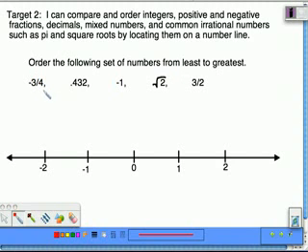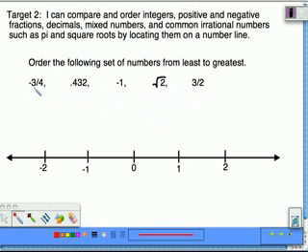We have negative 3/4, 432 thousandths, negative 1, the square root of 2, and 3/2. So notice we do have some positives, some negatives, some decimals, and some square roots, and a mixed number. First thing, when we're going to put these on the number line, we need to come up with the decimal representation. It's a lot easier to graph the decimals than it would be to graph something such as the square root of 2.